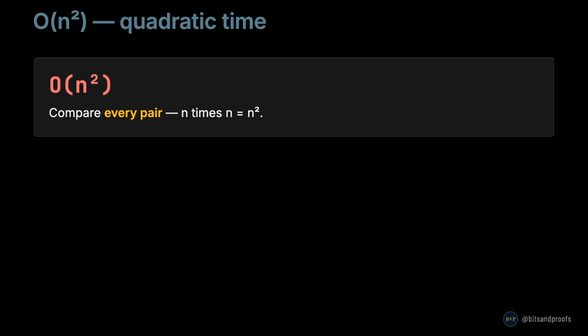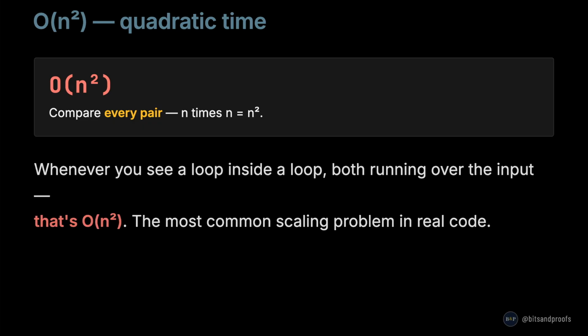Class 5, O(n squared). Quadratic time, the defining feature, compare every pair. For each element, do work that depends on every other element. n times n equals n squared. The shape that signals quadratic: whenever you see a loop inside a loop, both running over the same input, that's almost certainly O(n squared). 2 nested loops, each iterating n times. The body runs n times n equals n squared times. This is the most common scaling problem in production code because it's easy to write without noticing.